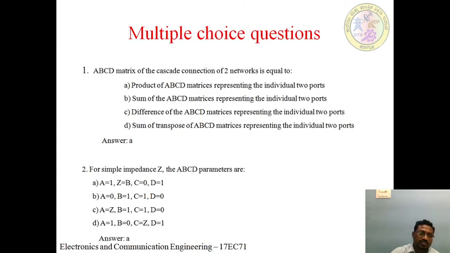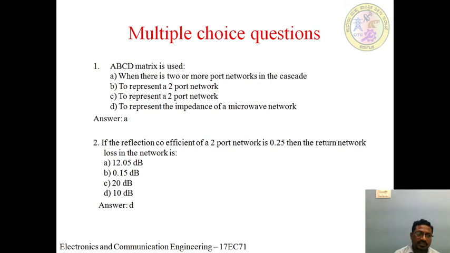Some of the multiple choice questions are: first one, the ABCD matrix of the cascade connection of two networks is equal to the product of the ABCD matrices representing the individual two ports. And for a simple series impedance Z, the ABCD parameters are A is equal to 1, B is equal to Z, C is equal to 0 and D is equal to 1. Then another, third one: the ABCD matrix is used when there are two or more port networks in cascade. If the reflection coefficient of a two port network is 0.25, then the return loss of the network is 12 dB.